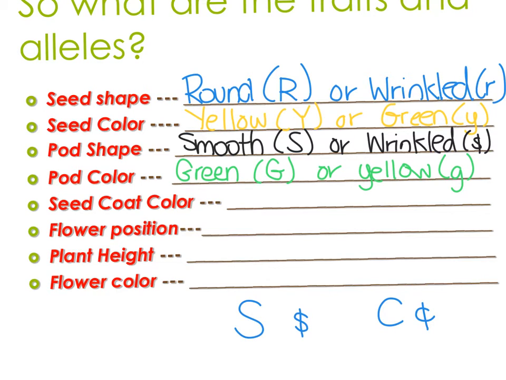When you are doing these Punnett squares and genetics problems, if I can't tell the difference between your capital letter and your lowercase letter, it's automatically wrong. So you need to make sure that you are extra careful with your sloppy handwriting.